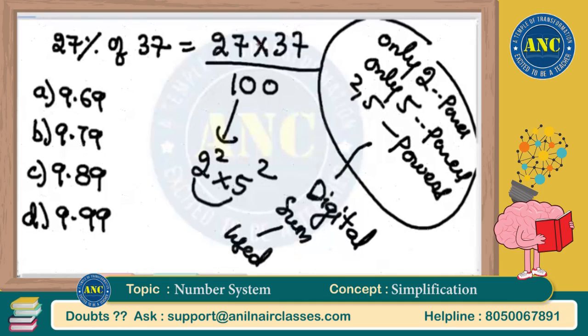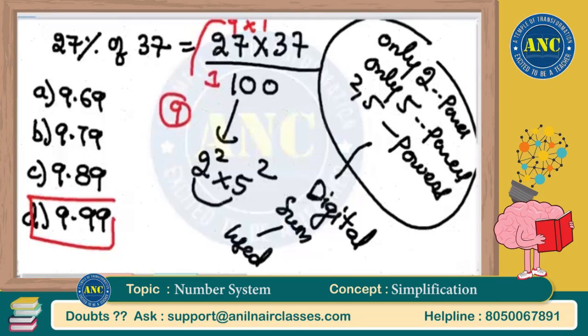27, what is the digital sum? 9. 37, what is the digital sum? 1. 100, what is the digital sum? 1. 9 by 1 is 9. Answer digital sum is 9. I hope it is clear why we are using digital sum.